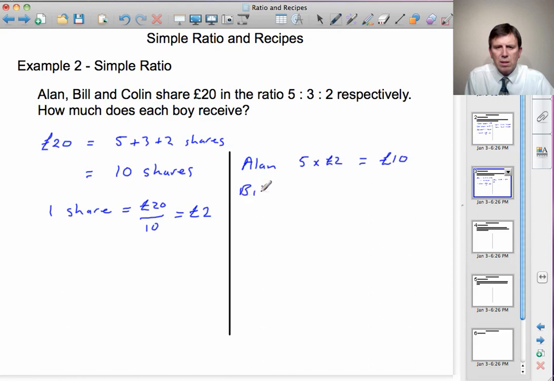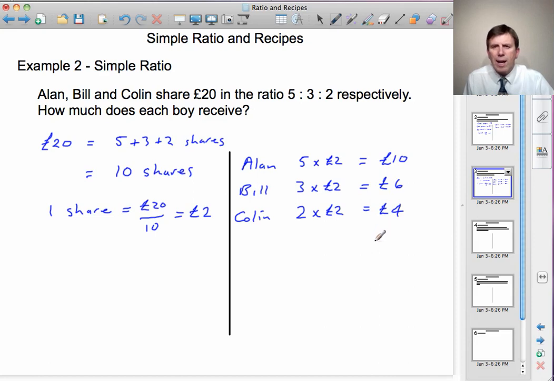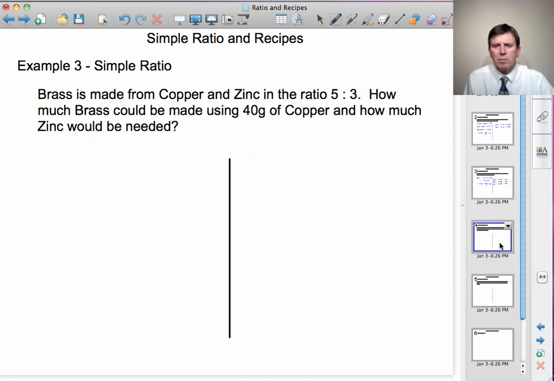Bill, he gets 3 lots of a £2 share because he gets 3 shares. So he gets £6. And finally Colin, he gets 2 lots of £2. So he gets £4. And again we should find that the 10, the 6 and the 4 add up to the £20 that was being split between them. Move on now to another example.